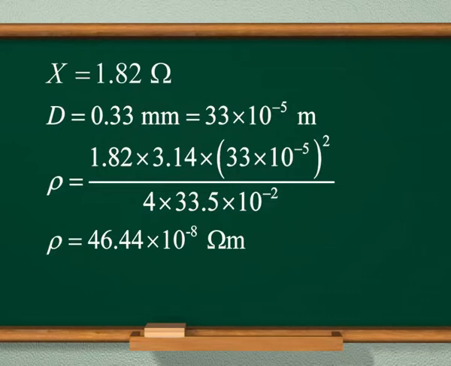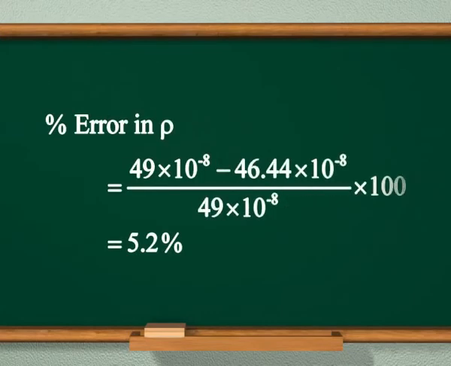Whereas the standard value of the specific resistance of the material of the wire rho 0 is 49 into 10 raised to the power minus 8 ohm meter. Hence, the percentage error in the value of the specific resistance of the material of the wire is 5.2%.